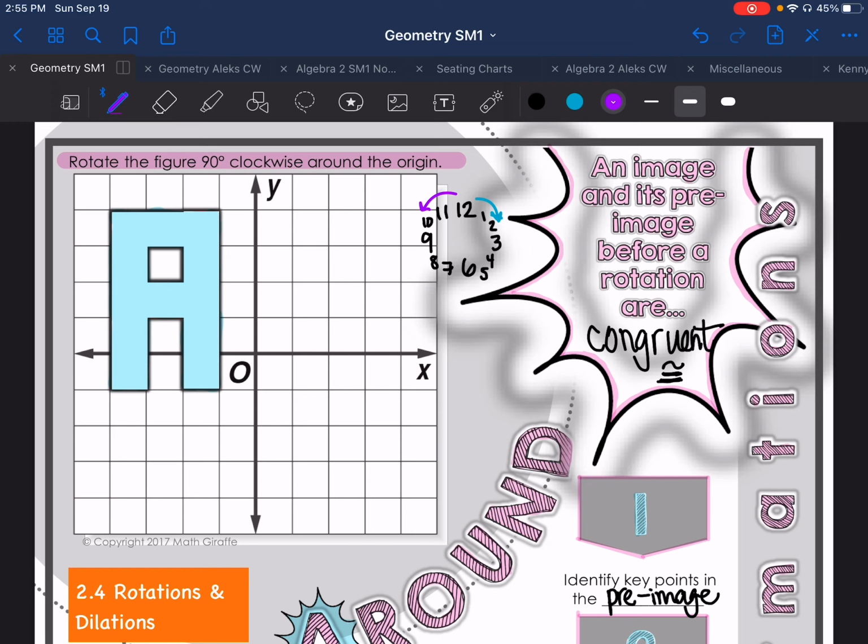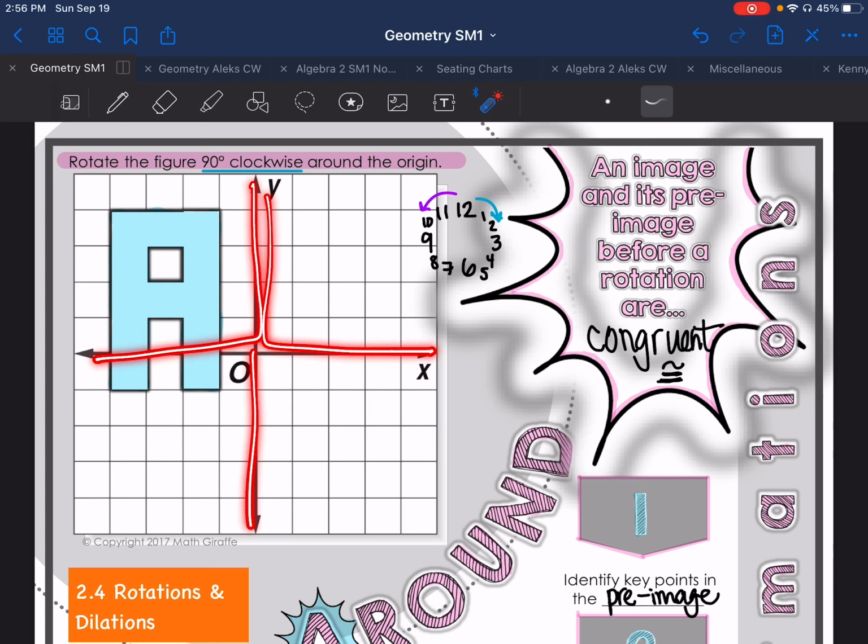All right, our first example is to take this figure, which looks like the letter A, and rotate it 90 degrees clockwise around the origin. So notice it says a couple of things. It's telling us to go 90 degrees clockwise. When you go from one coordinate axis to another, you are going 90 degrees. So to take this 90 degrees, I'm going to go into this quadrant, or that quadrant, depending on the word that it says.